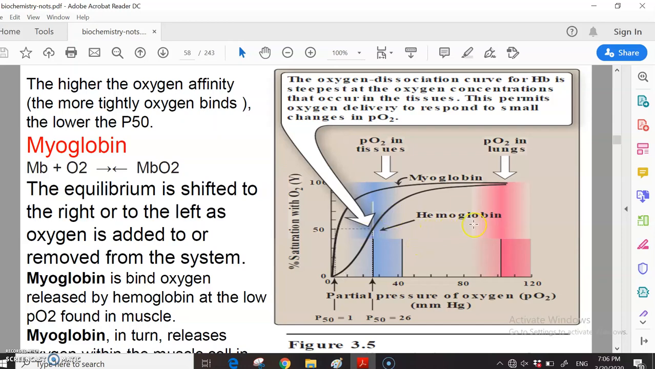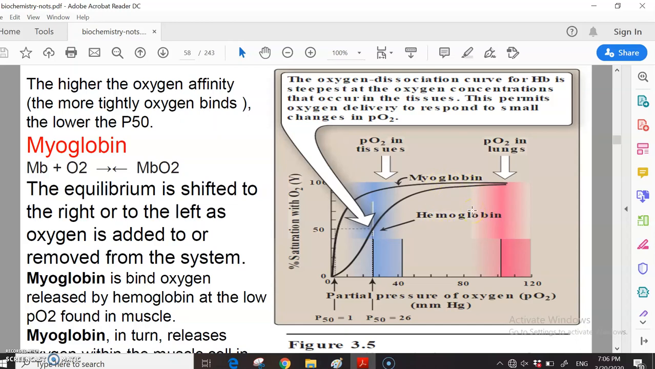transferred or carried. At high pressure, we find that the saturation of oxygen will be high because of the high pressure, high concentration of oxygen. So the saturation of oxygen for myoglobin and for hemoglobin is high. But we know that hemoglobin can bind 4 oxygens in contrast to myoglobin which can bind only one oxygen.